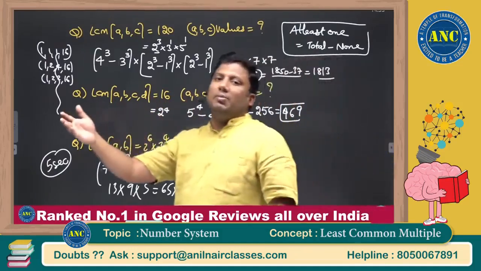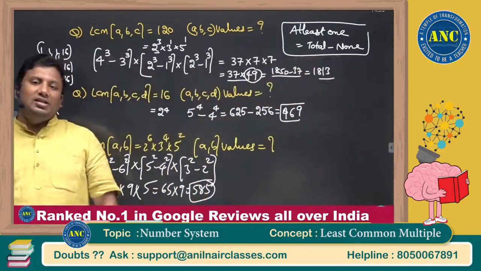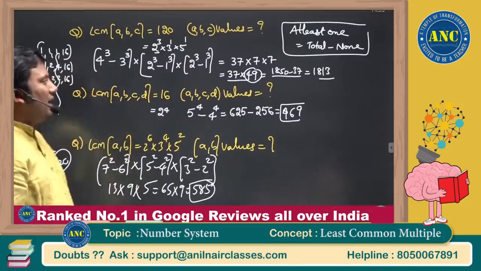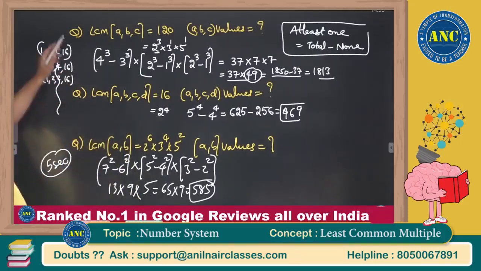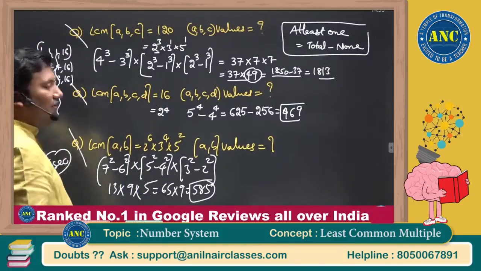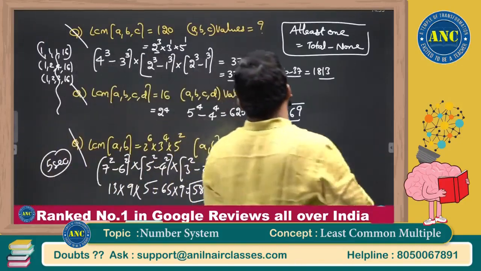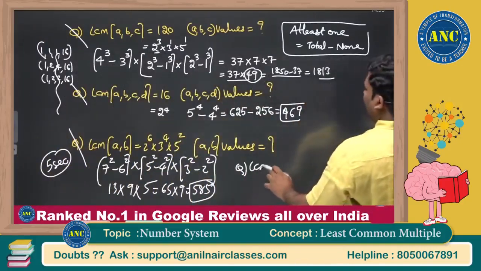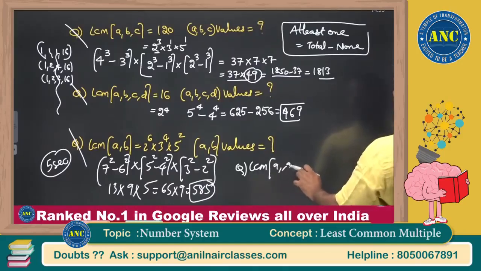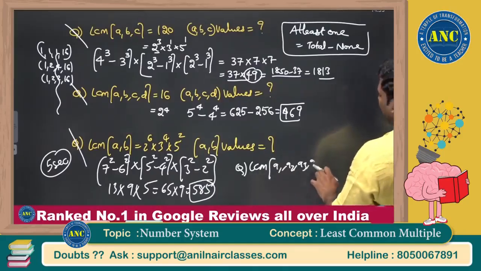Half of the cases will be A greater than B, half of the cases will be A less than B, and one case will be A equal to B. I hope these 3 questions are very, very clear to you. Even if the question has any number of variables, let him give, the answer should be there on your fingertips.